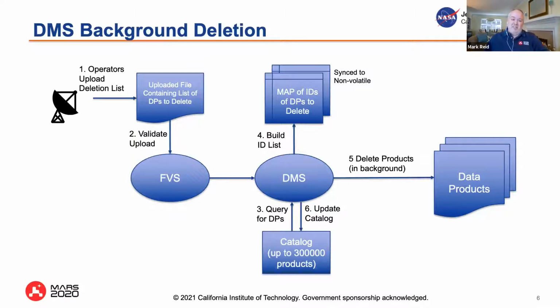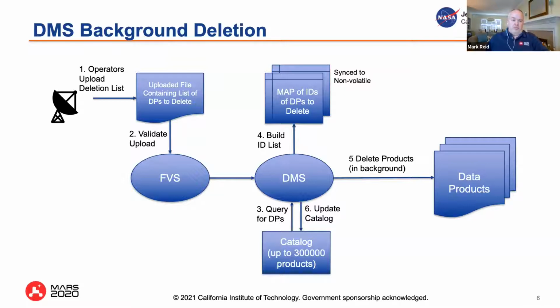Once it's been validated, DMS takes that and queries the catalog, where we can have up to 300,000 data products stored on the rover. It'll query that catalog and generate a list. It's really more of a bitmap, where there's a bit for each of the 300,000 products that says this product's marked for deletion. Once it's built that in step 4, then in step 5 it hands it to a background task, which walks through that map, deleting data products, and then coming back on step 6 and updating the catalog to say those products have been deleted.